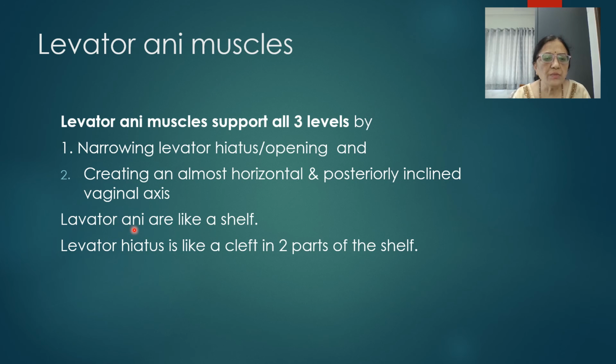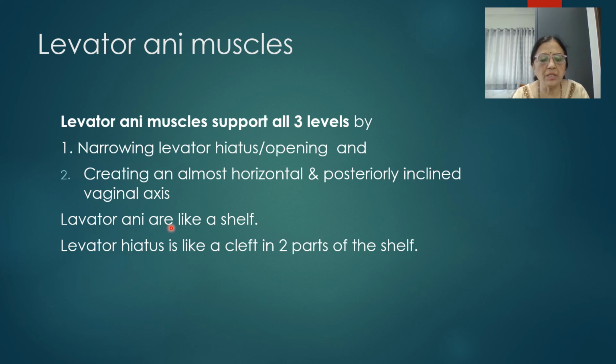Levators are the two muscles from both the sides, and they are like a shelf. If you see a bookshelf with a closed door, that door is like these levator muscles, and the contents of the shelf are all the organs in the pelvis, such as urethra, bladder, uterus, cervix, vagina, rectum and anal canal. Say, for example, you put so many books inside a bookshelf, and then you close the door. That door is these two levator muscles.